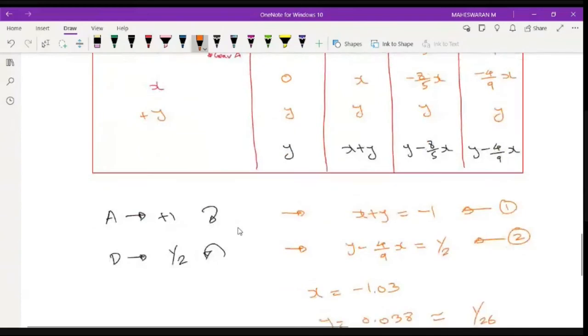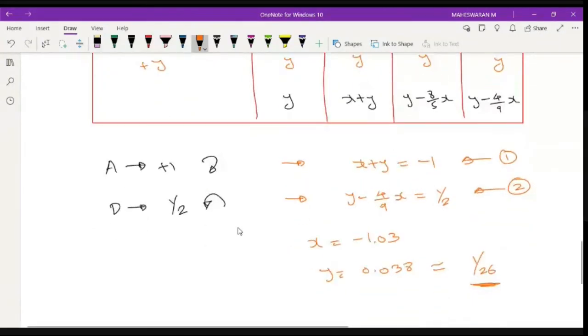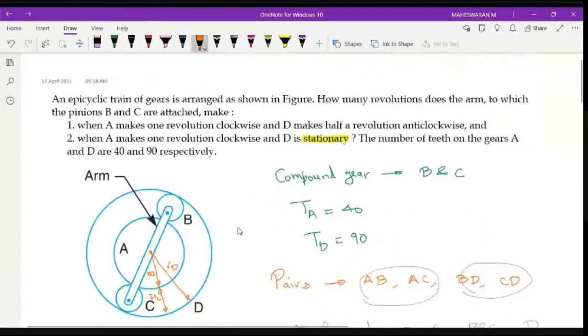Sir, how will we know whether we can consider it like that or not? They have not mentioned any speed value. If they mention in RPM, you write it in RPM. If they mention in revolution, you write it in revolution. That's it. It doesn't change anything. No changes in the answers. Directly you can write it.